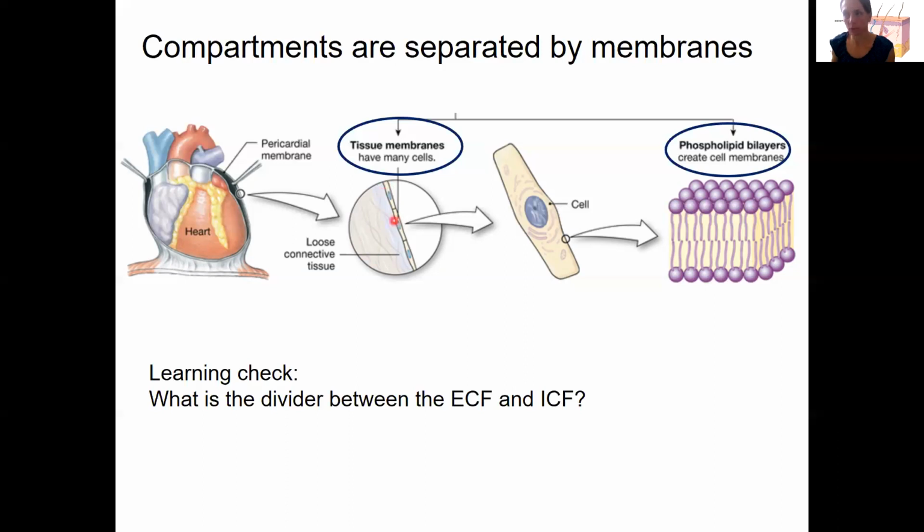This is the membrane that surrounds the heart. It is not a cell membrane. Each of these cells has a cell membrane. So if you zoom into this cell here, this is a cell, nucleus. The side of that cell, if you zoom into there, that's going to be our plasma membrane or cell membrane that's made up of phospholipids. So phospholipid bilayers can create cell membranes along with the proteins and cholesterols in there. Tissue membranes are made up of multiple cells, so different scale. You could see a tissue membrane by eye. You can't see a cell membrane without a microscope.